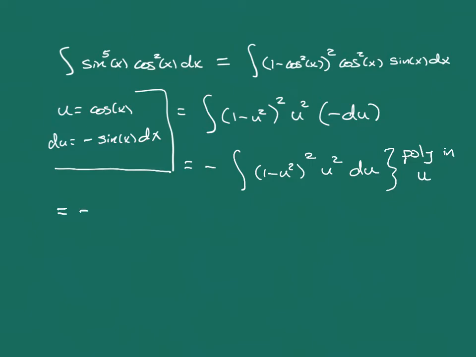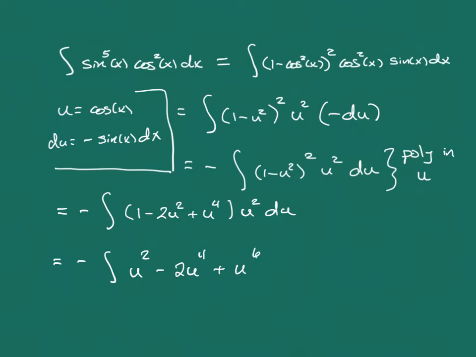So what do we have? Minus our integral of, if we expand, we've got 1 minus 2u squared plus u to the 4th, times our u squared du, which if we distribute, now we've got the integral of u squared minus 2u to the 4th plus u to the 6th du. And so this becomes, sure enough, something that's easy to do with our power rule.